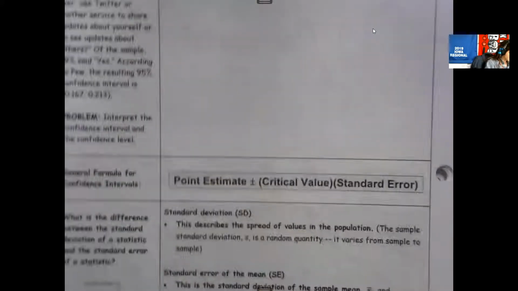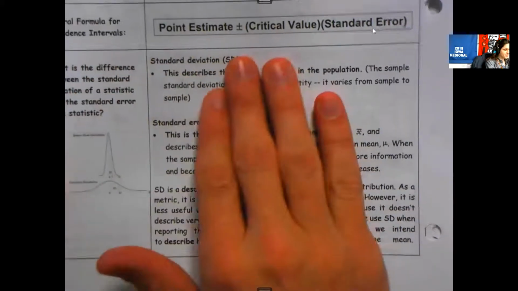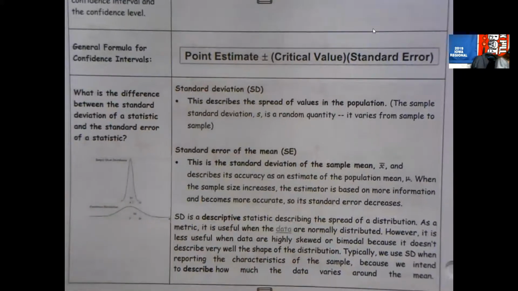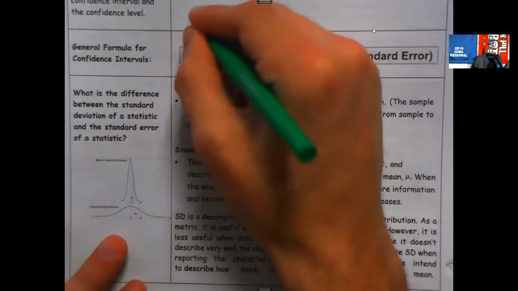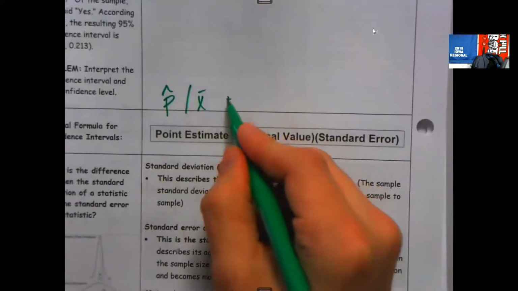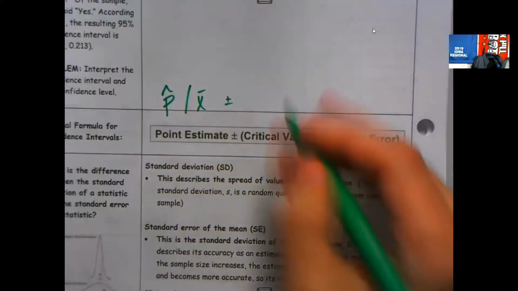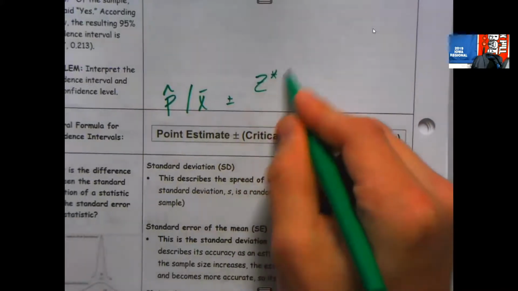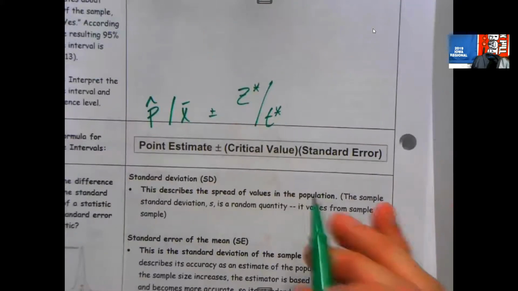I'll skip that one for the sake of time. The general formula for confidence intervals is going to be point estimate, which is going to be like our p hat or our x bar, plus or minus our critical value, which is often going to be either a z star or a t star, and the standard error. The standard error looks a lot like standard deviation.